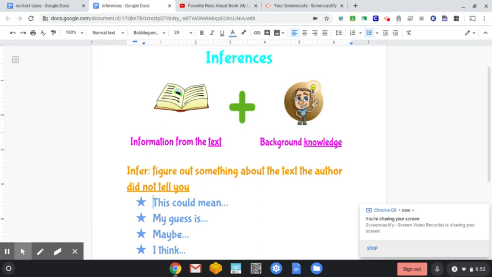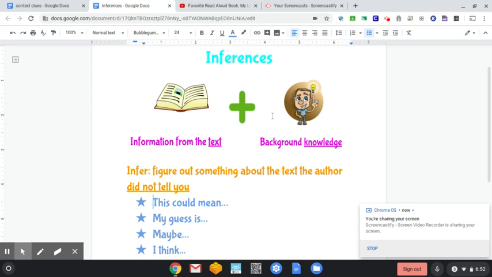So, you only need two things to make inferences, and one of them is information right from the text. So, if it is a book with pictures, you can find that information in the pictures or in the words. If it is just a chapter book, then the information will come strictly from the words. But there's going to be more information there anyway since there's no pictures.